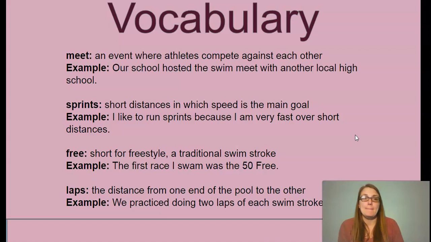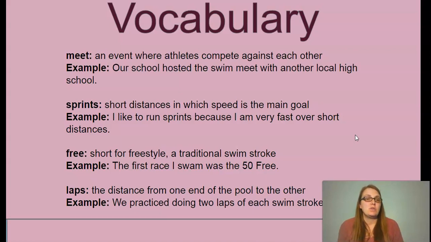Vocabulary: a meet. A meet is an event where athletes compete against each other. Sprints or short distances in which speed is the main goal. So swimming and running events, sprints are really short distances that are traveled, and you have to go really, really, really fast. So speed is the focus.